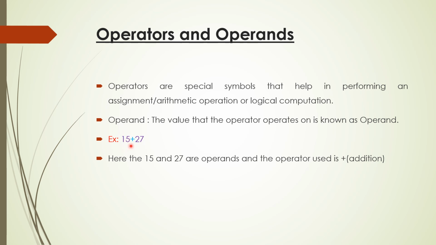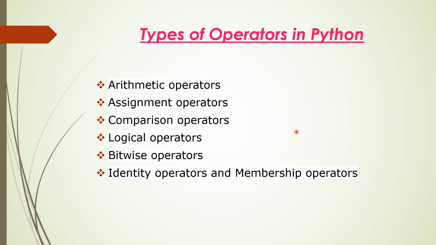Basically, here we are taking an example of addition. We have two numbers, 15 and 27. The plus symbol is called the operator, and 15 and 27 are called the operands. So to do an operation between two operands, we need an operator, and that symbol is called the operator. Let us see what the different types of operators are in Python.